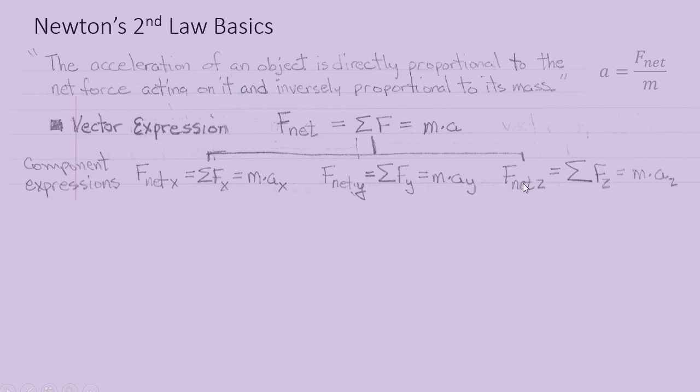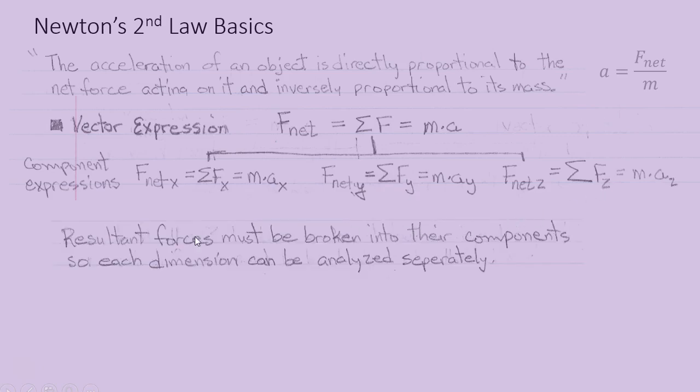And then lastly, the net force in the z component, that would be the dimension that's coming out of the screen towards you, is equal to the mass times the acceleration coming towards you or away from you. And of course, we get the net force by adding up or summing all the forces in that dimension, whether it be x, y, or z. So the important thing to remember here is that resultant forces must be broken into their components so each dimension can be analyzed separately. You cannot combine vertical forces and horizontal forces.